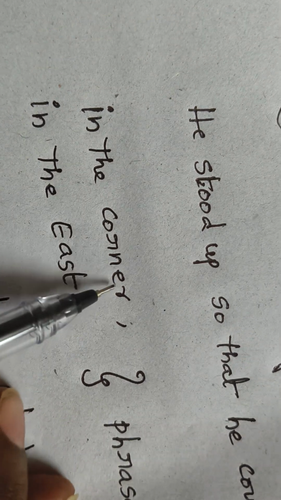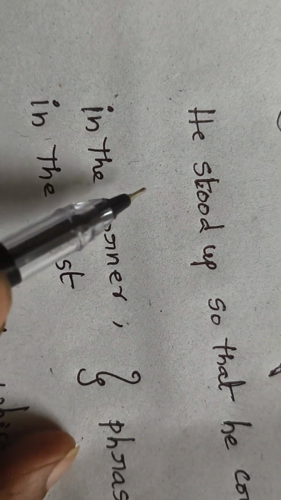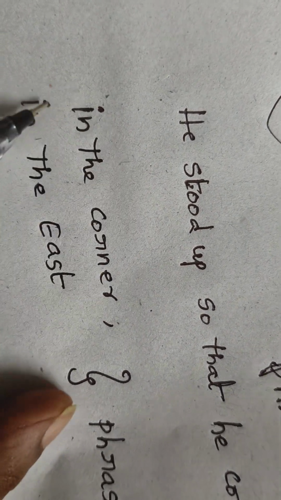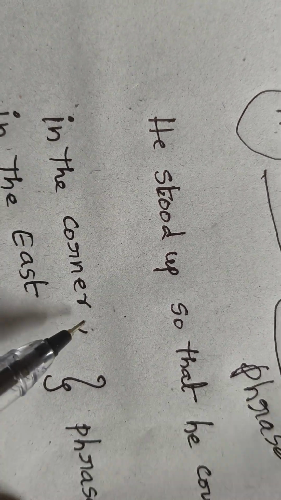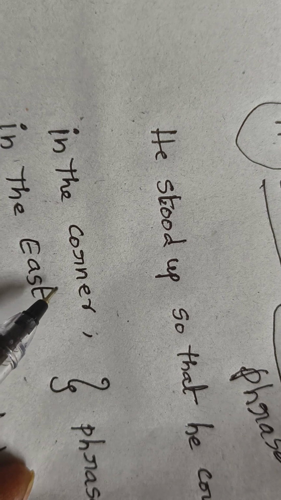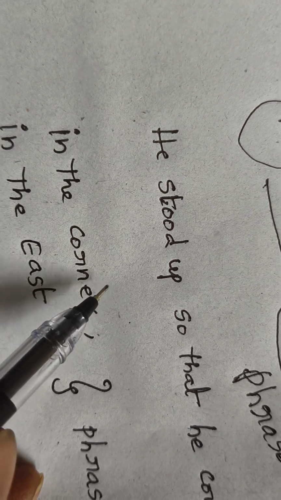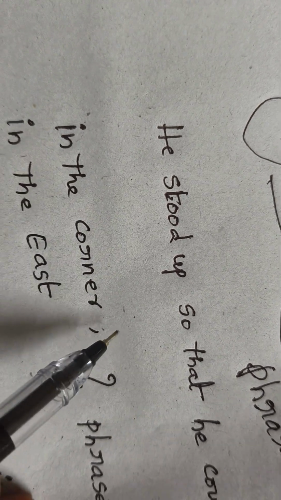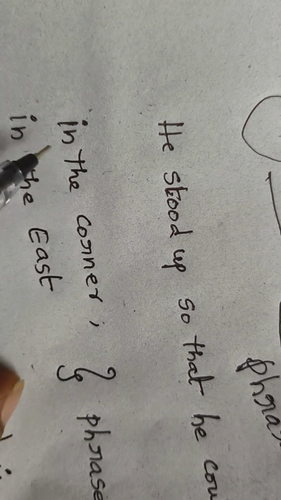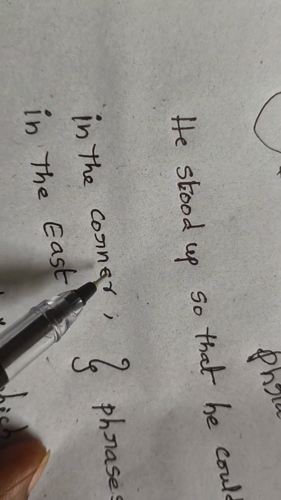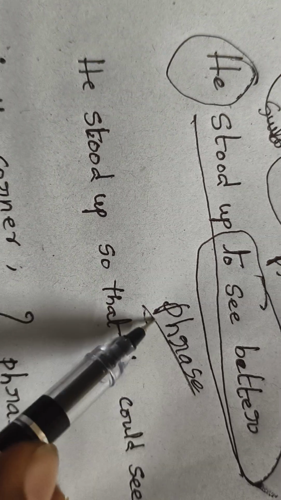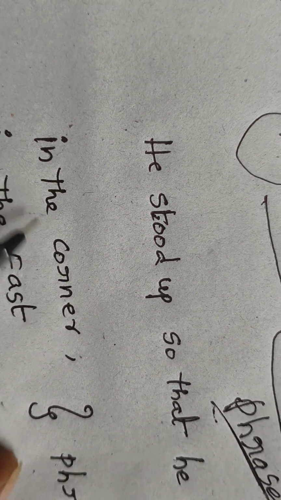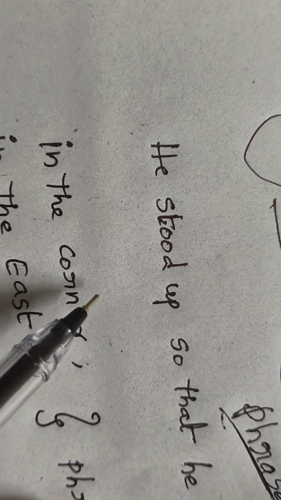Phrase. See here: in the corner. Here we can understand that it gives sense, but not complete sense. What is in the corner? What happened in the corner? There is no answer. It's a group of words which gives sense, but not complete sense. This kind of words is called a phrase. There would be no subject and no predicate.